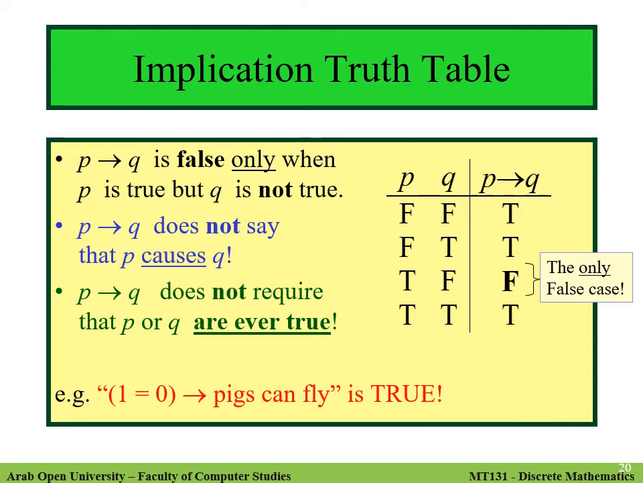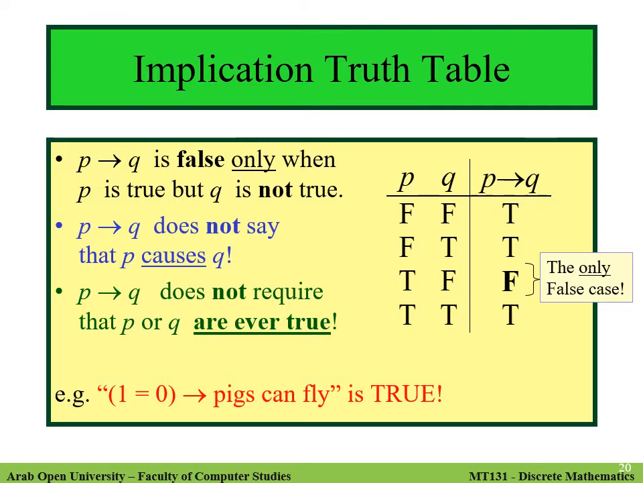Notice the first two lines, P is false. If P is false, Q can still be true or false. In both cases, it's considered to be a true statement. The third line gives us the only case where the implication is false. If P is true and Q is false, then P implies Q will be a false statement. Of course, if both are true, then P implies Q will be a true statement.